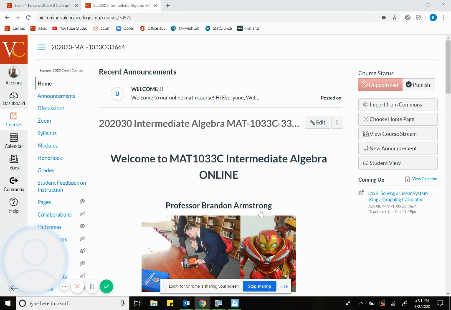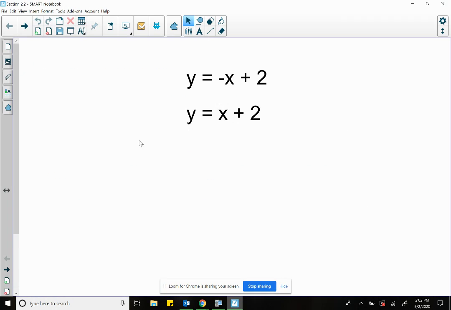Hey, hey, hey, so here we go. It is time to start solving systems of equations. And so in section 2.2, what is up first is graphing. So we're going to use the calculator to help us out a lot.